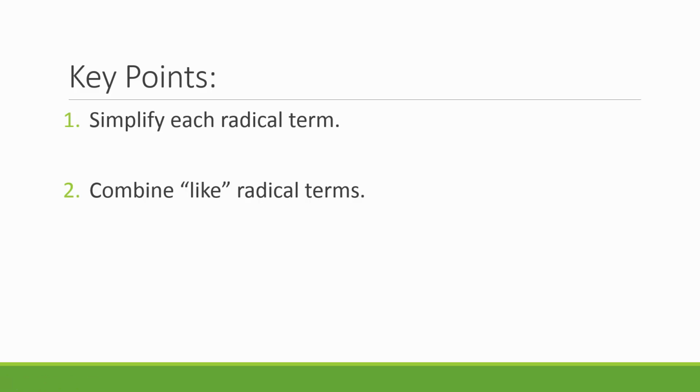All right, the key to adding and subtracting radical expressions is to first simplify each radical term as much as possible, and then combine any like radical terms. Like radical terms have the same root and the same number or variable underneath the radical.